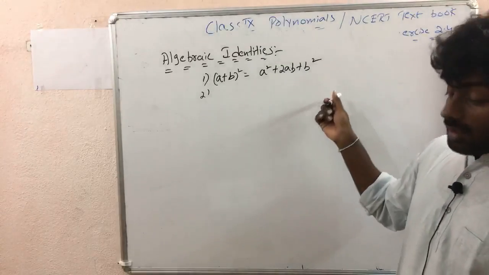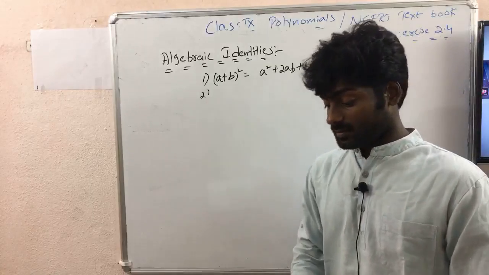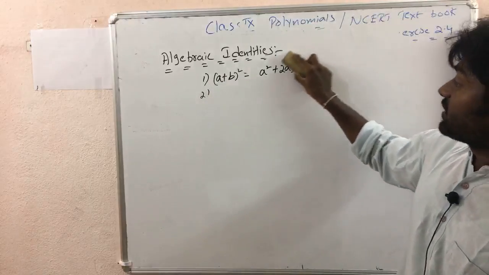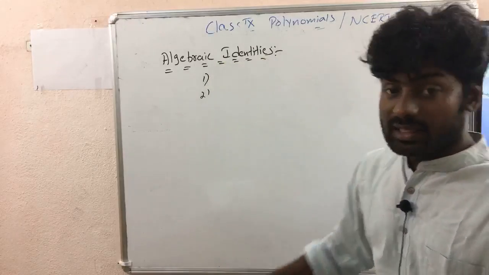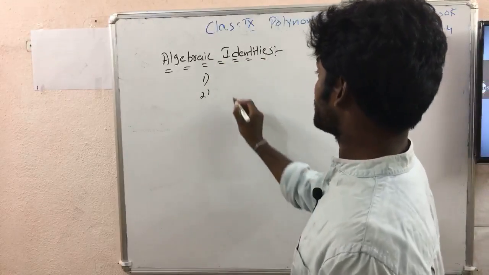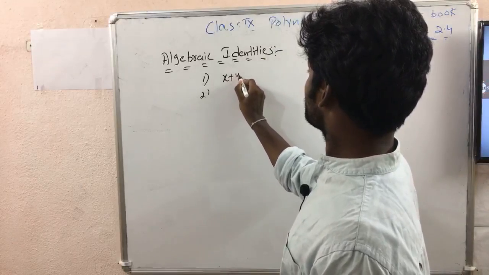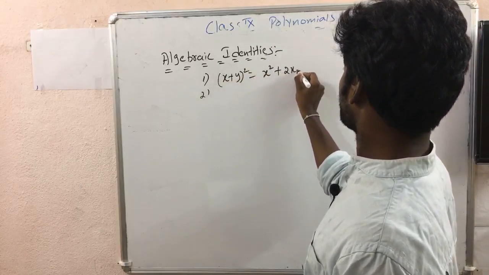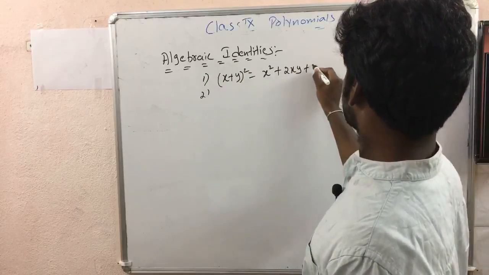So I will state them in x and y. Okay, you can write even a plus b whole square or x plus y whole square. Now I will state them using the variables x and y. Okay, check once. x plus y whole square equals x square plus 2xy plus y square.